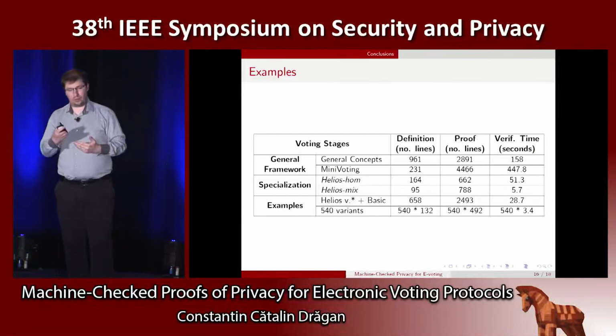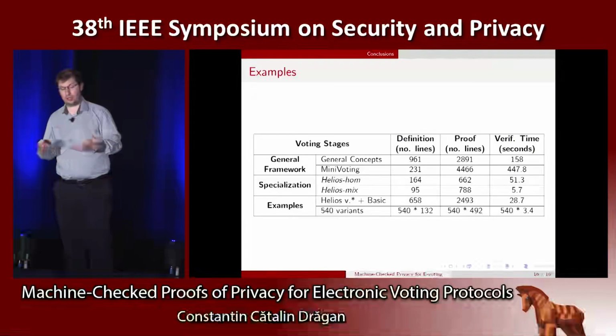Then you also have a lot of examples, 540 to be exact, and all of them have been proved to be private using EasyCrypt. So for example, if you don't trust us at all and you just want to show one of those variants, you have to do the verification of all the components. But if you just trust us, you'll only need 3.4 seconds to verify a single variant.